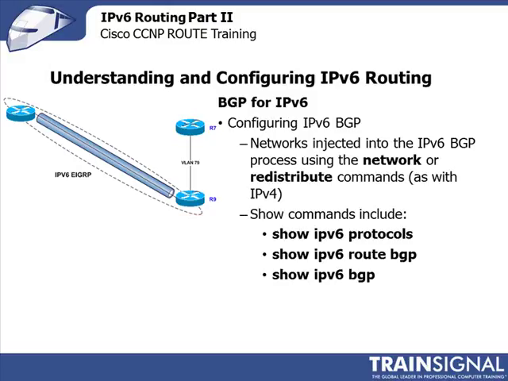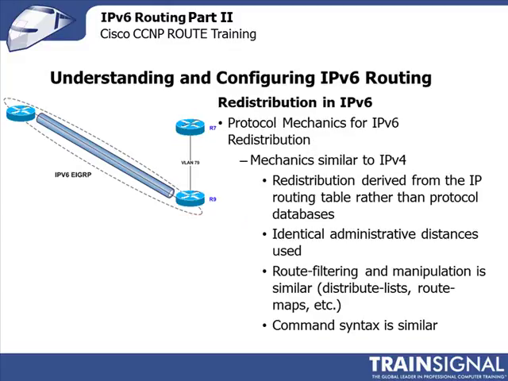Networks are injected into the process the same way they are in IP version 4. You use the network prefix, mask, and so forth, or you use the redistribute commands. The show commands are also very simple. show ipv6 protocols, show ipv6 route bgp, show ipv6 bgp, and as we demonstrated in our last lesson, you can actually show the individual neighbors and so forth.